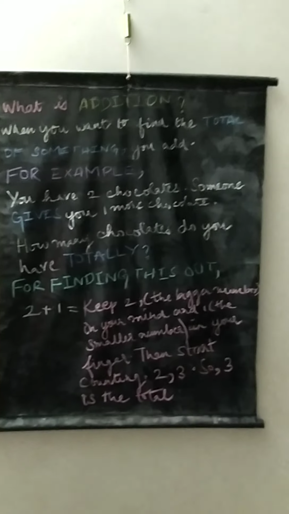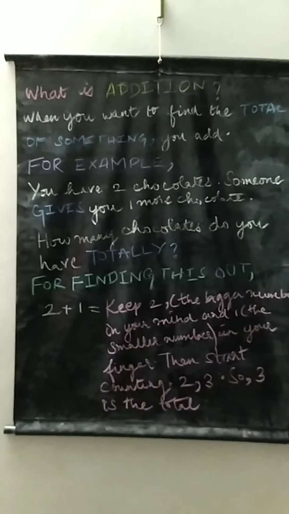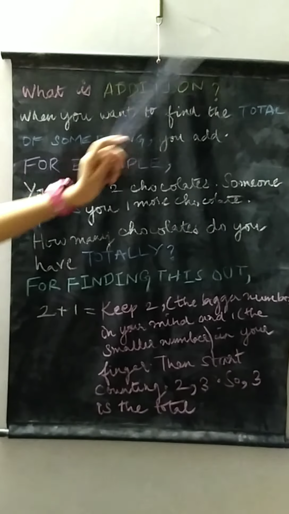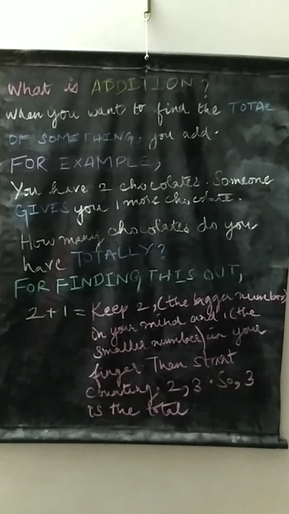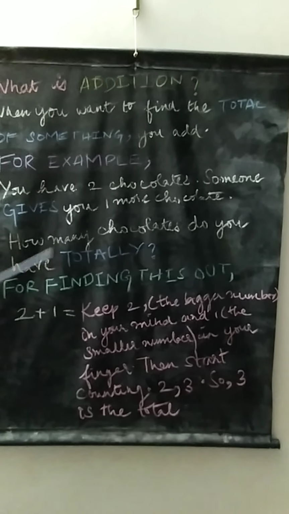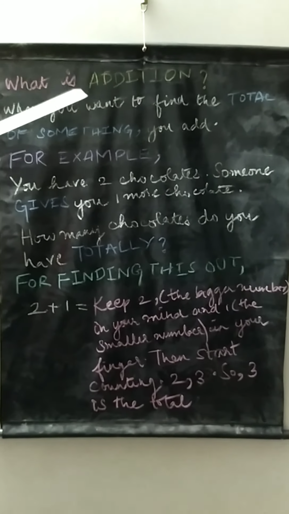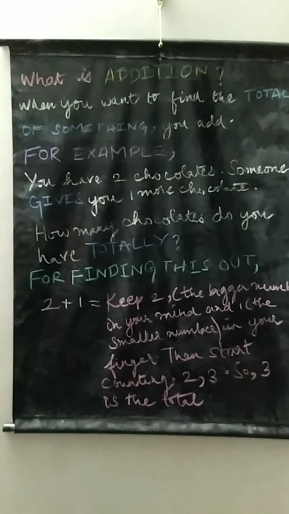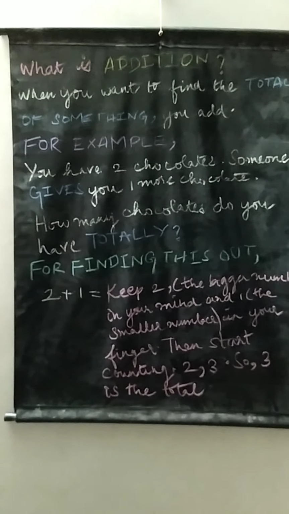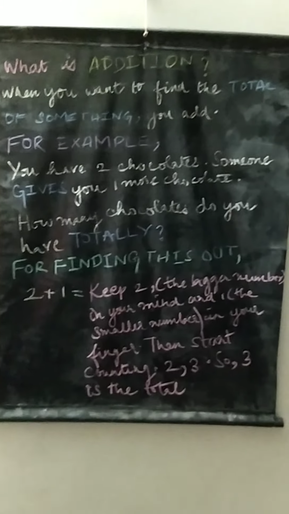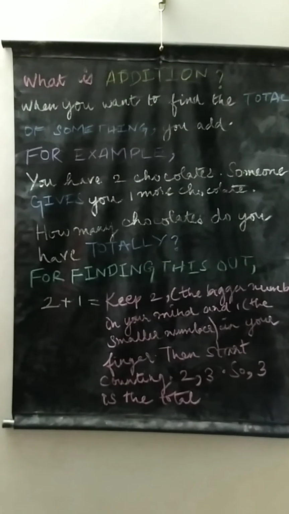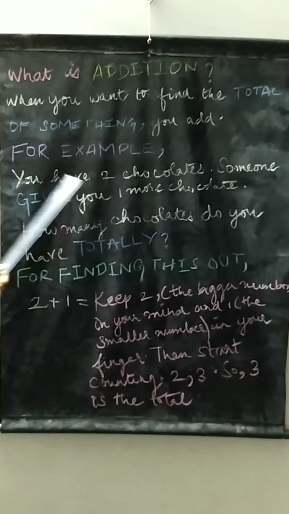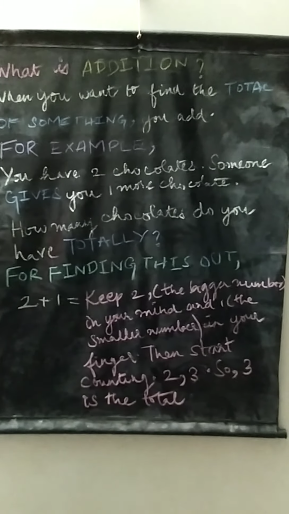Let's continue. So what is addition? It's basically the total. When you want to find the total of two or more numbers, then you have to add. That's called addition. I'll give you an example. I think all of you just love chocolates, or at least like chocolates. So, you have two chocolates in your hand, okay?